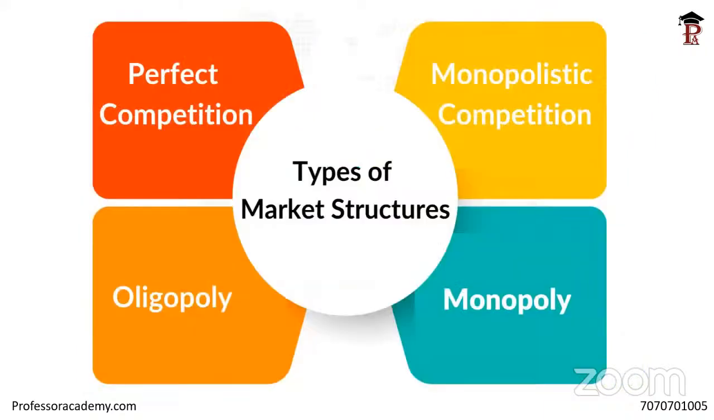Okay. Then we have types of market structure. Very important topic. The first one is perfect competition. Then we have monopolistic competition. Then we have oligopoly and monopoly. We'll understand these types one by one.